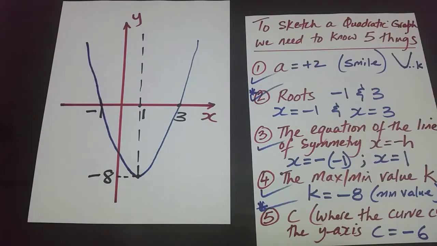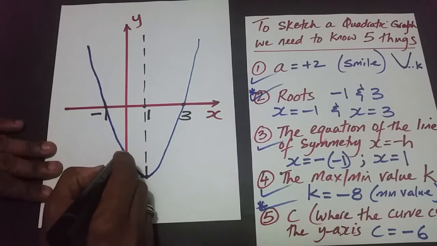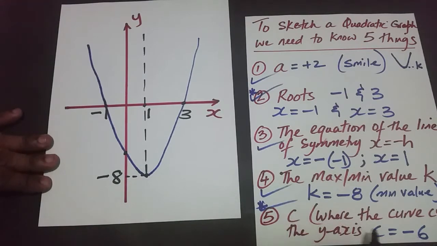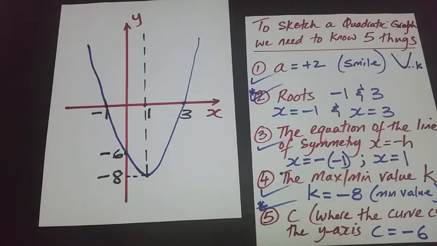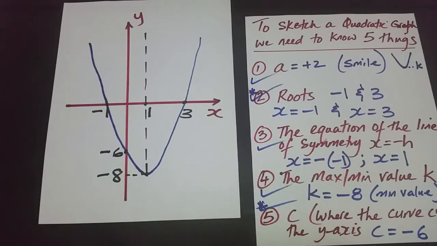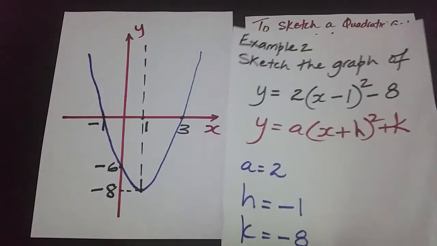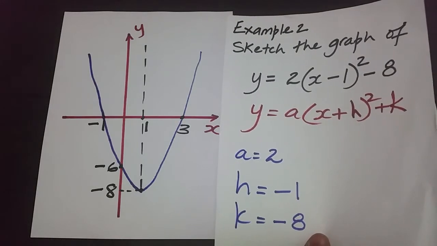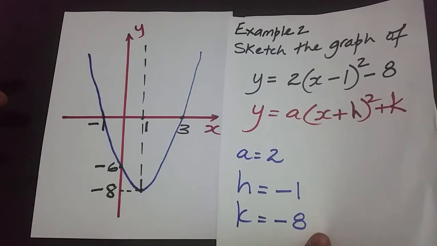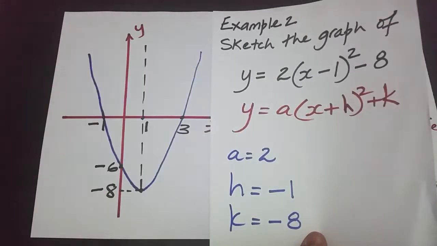And of course, where the curve cuts the y-axis is c, and the value of c is -1, and that comes right there. So you can see that it clearly makes sense. That essentially is the sketch of the quadratic in completed square form, y equals 2 open bracket x minus 1 close bracket squared minus 8. So we were successful in sketching the graph of the quadratic which is in the completed square form.